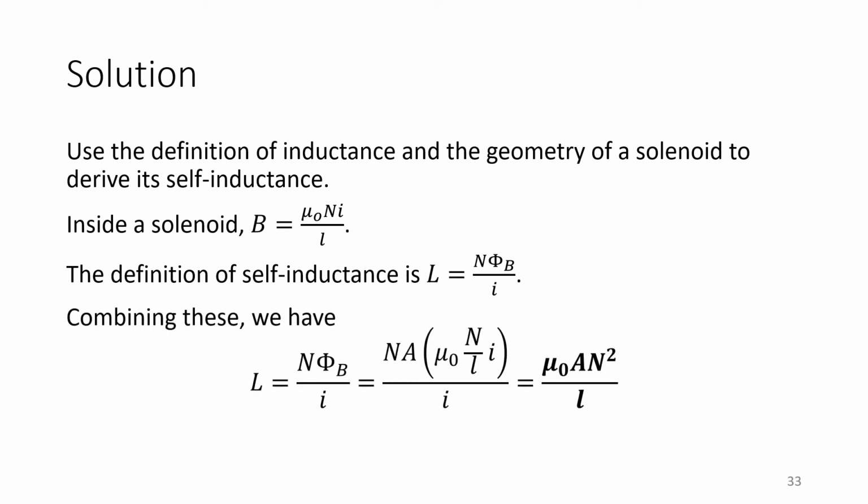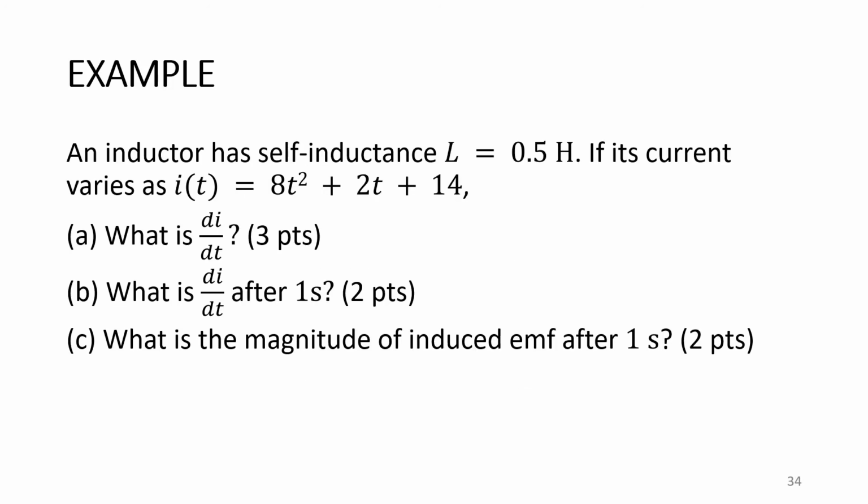Now, our expression for L should be equal to mu naught times A times N squared over l. Its only difference with the expression obtained from mutual inductance is that we have N squared instead of N sub 1 times N sub 2. Otherwise, L and M are dimensionally equivalent, which should be the case. I'll leave this example as an exercise. It deals with polynomial derivatives, which should be easy for those already taking Physics 72.